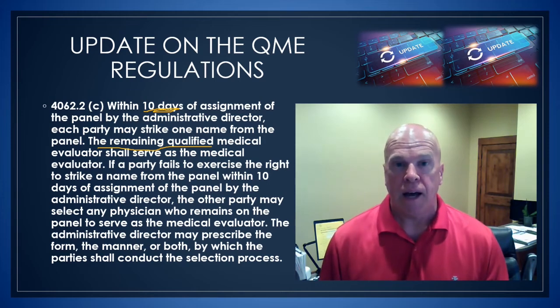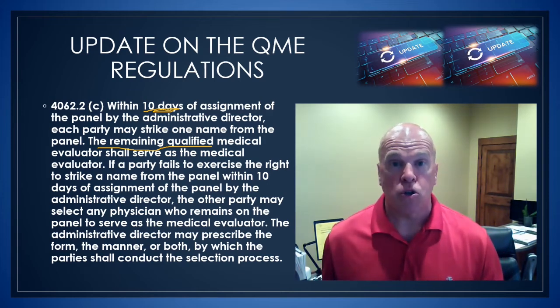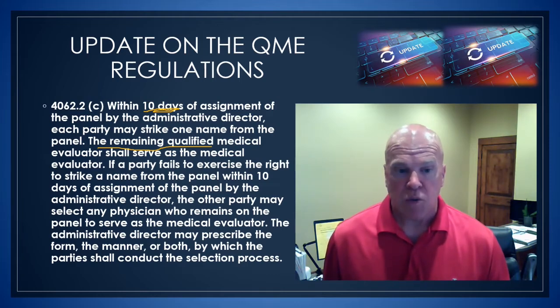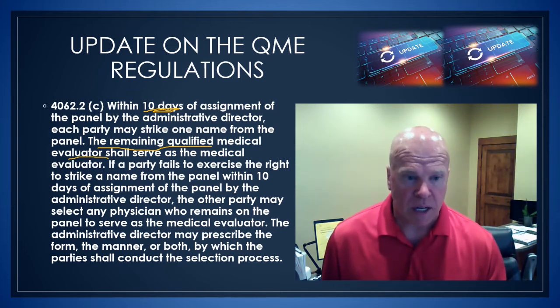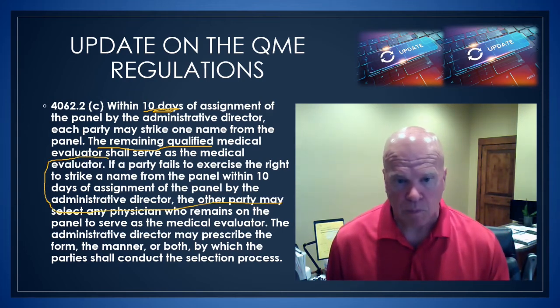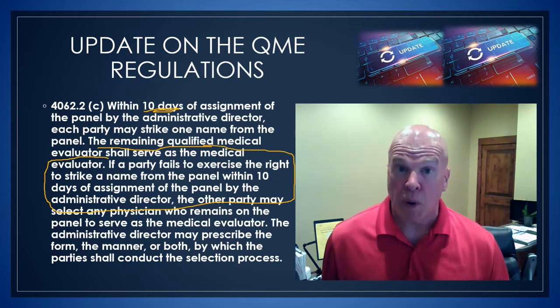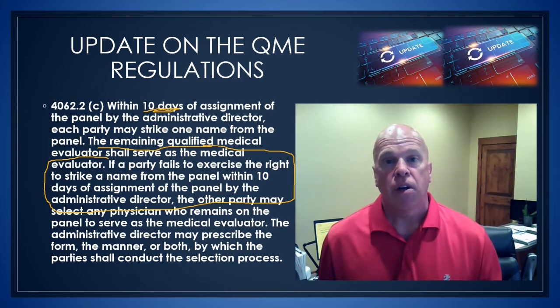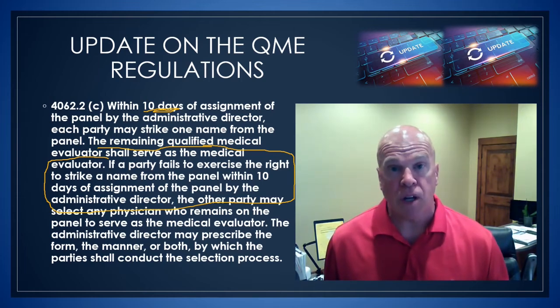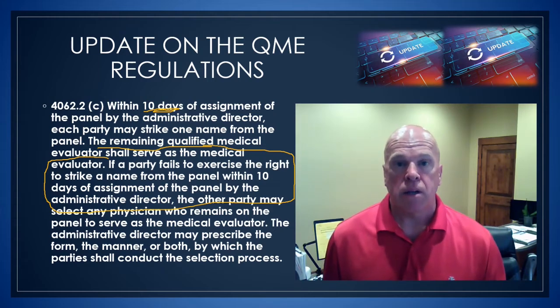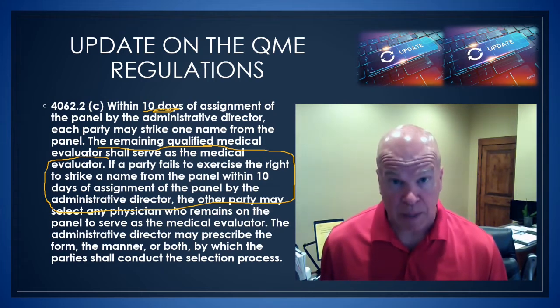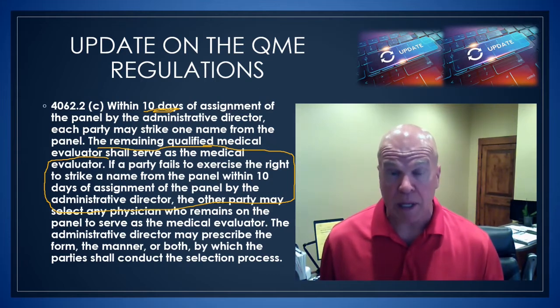However, not all strike procedures are so clear cut. And that's what we're getting into here in the latter section of this code. It tells us if a party fails to exercise the right to strike a name from the panel within 10 days of the assignment of the panel, okay? So here's where subjectivity opens up. One party can accuse the other party of not responding within 10 days. Can you see the myriad and multiple ways in which that could happen, where one party accuses the other of not striking timely within 10 days?